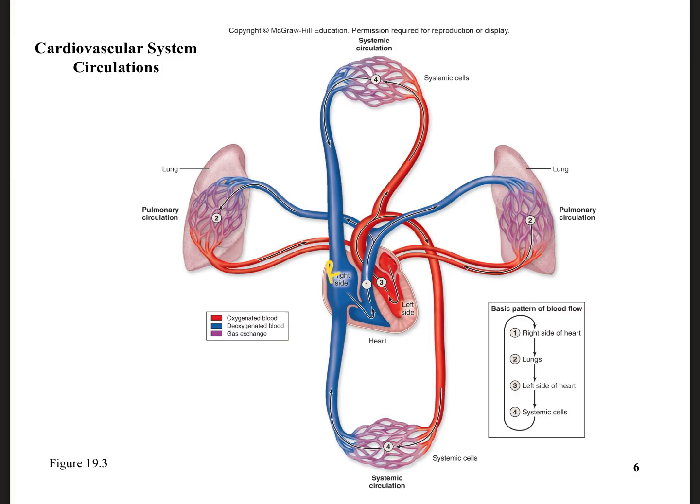All right, so the right side of the heart, right atrium, right ventricle, goes out to the lungs. Okay, and then comes back from the lungs to the left atrium. So from right atrium to left atrium is your pulmonary circulation, or your pulmonary circuit.